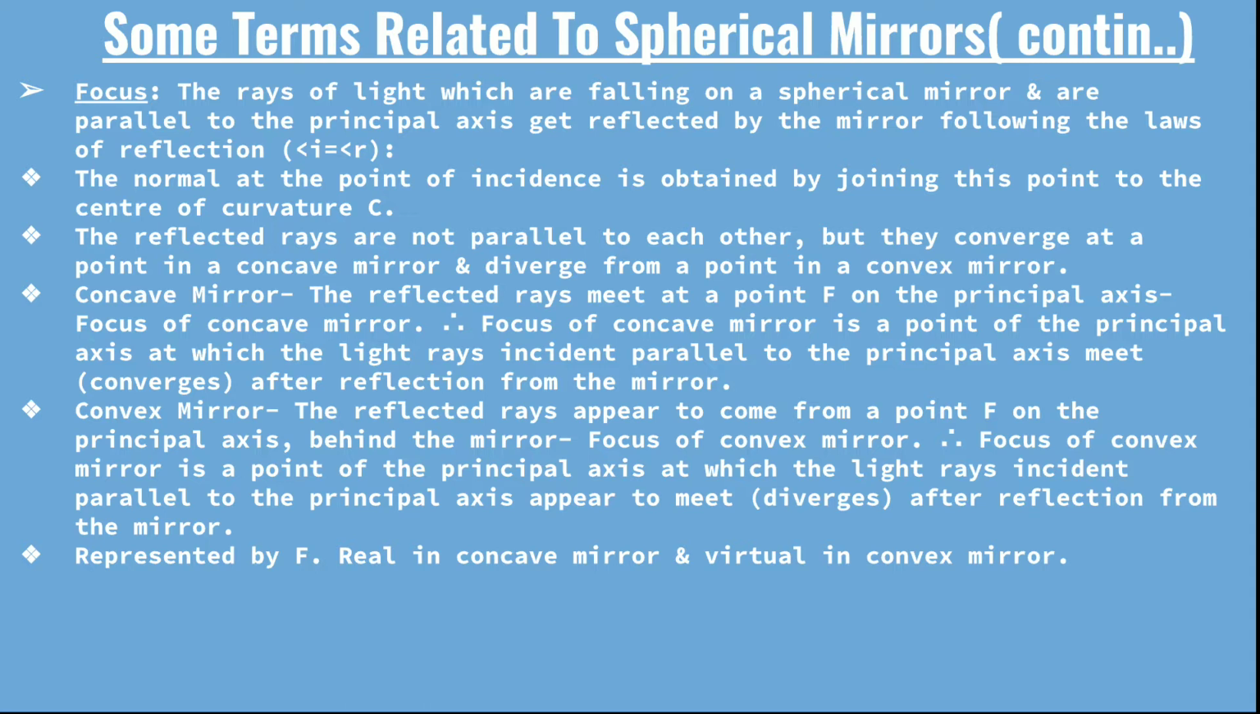Therefore, the focus of the mirror is a point on the principal axis at which the light rays incident parallel to the principal axis appear to diverge after reflection in case of a convex mirror, and in case of a concave mirror, they converge to a point. That is the focus of the concave mirror, represented by capital F. The focus in a concave mirror is real, and in case of a convex mirror, the focus is virtual.